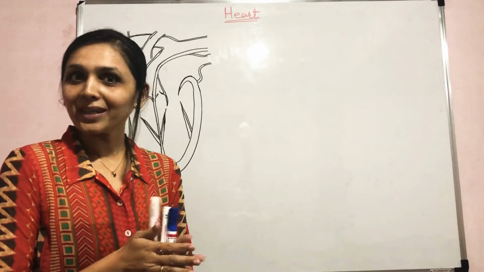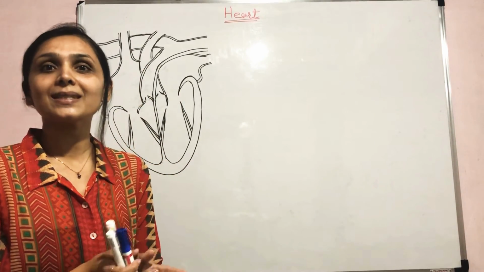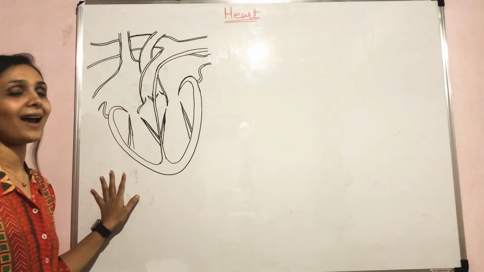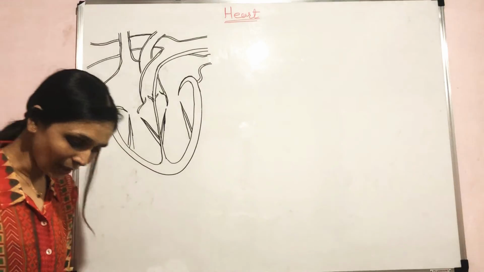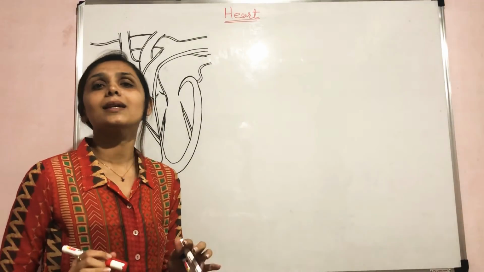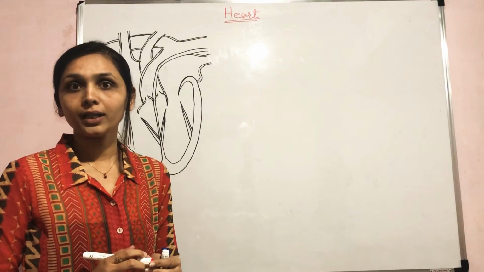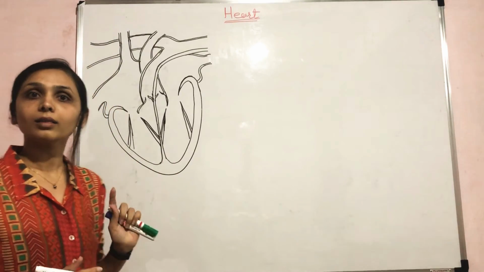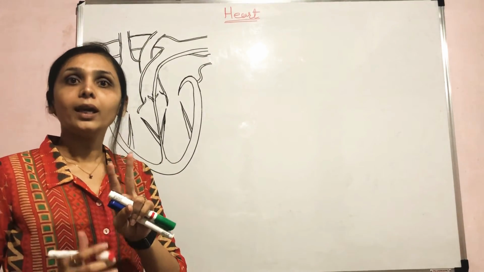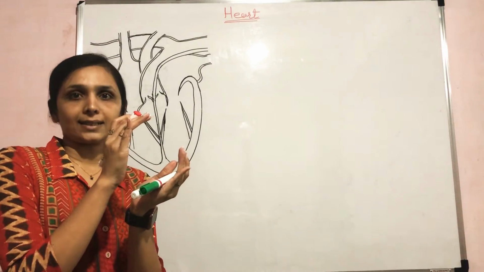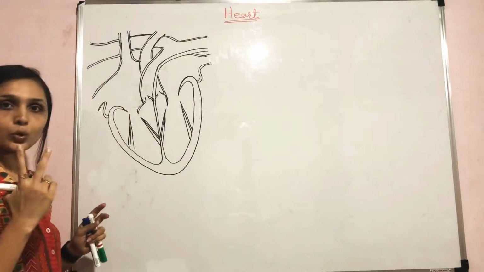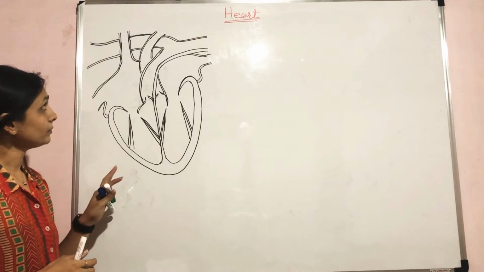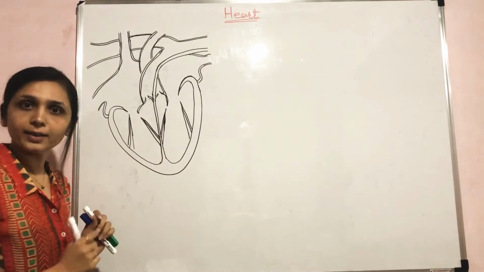So today's topic is the human circulatory system, and we will talk about my favorite topic today, that is the heart, right? Okay, so the heart is basically a muscular organ, a bag-like structure present between the two lungs, slightly tilted, on the left side. So here I draw a picture of the heart, right?